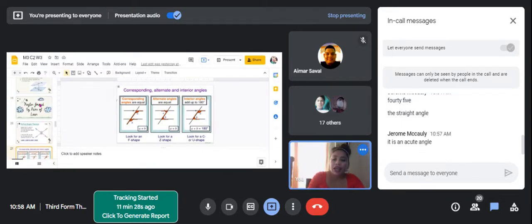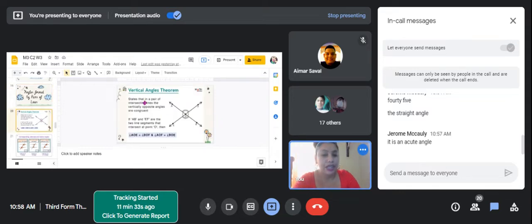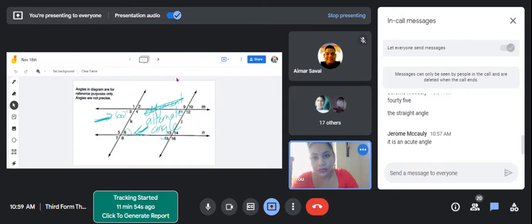In the PowerPoint that we talked about on Tuesday, we talked about different angles formed by pairs of lines. We talked about the vertical angle theorem, where the angle at the top and the angle at the bottom are the same, and the angle on the left and the right are the same. We talked about these three: corresponding angles, alternate angles, and interior angles. So now, when we look at our diagram over here, let me erase what I have, and let me show you how these angles will look.